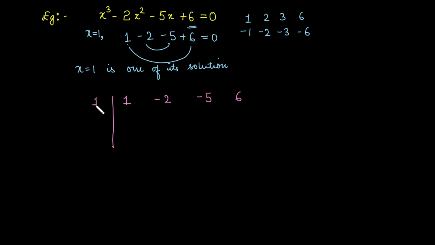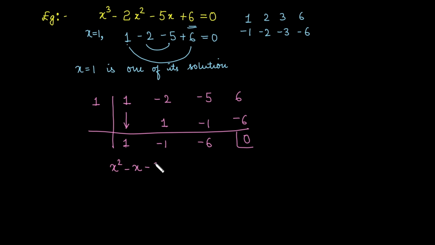Now place the solution over here. This number is as it is. Product of these two, 1 times 1, is 1. Keep the answer over here. Add these two, minus 1. Product of these two numbers, minus 1. Add these two, we get minus 6. Multiply this with this, we get minus 6. Add these two, this is 0. Now from here the quadratic equation is x square minus x minus 6 is equal to 0.